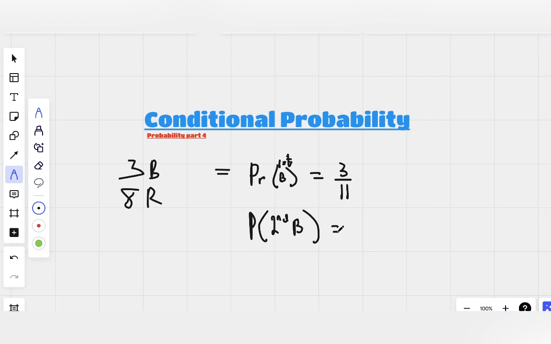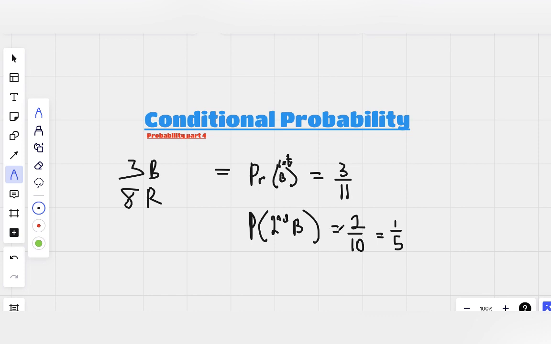Now, if the first one chosen was blue, it means that there will now remain 2 blue balls in the bag. So the probability will be 2 over the total balls. Since you removed 1 ball, the total will no longer be 11, it will be 10. So the probability that the second ball is blue, given that the first ball was also blue, is 2 over 10, which simplifies to 1 over 5. So this is a conditional probability.